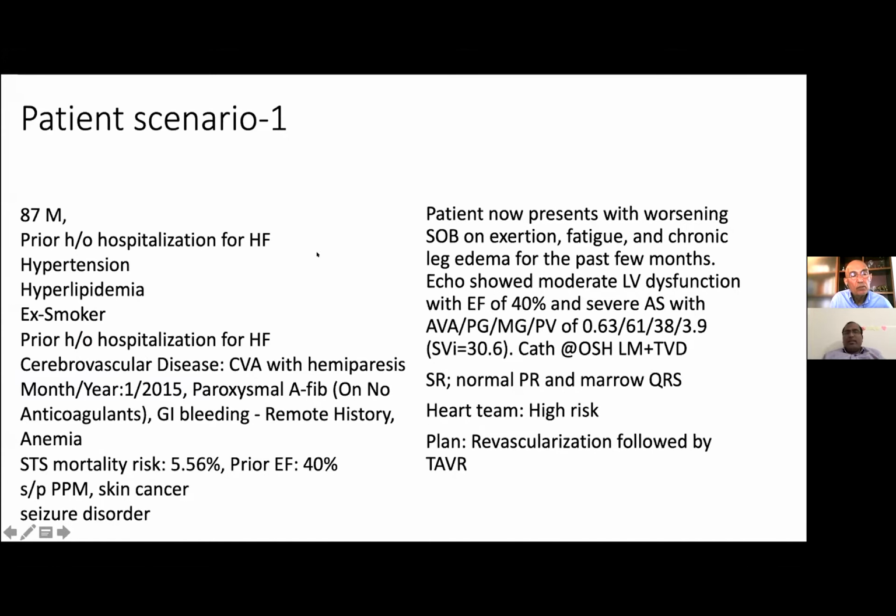So he's an 87-year-old male, with a prior history of hospitalization. He has significant risk factors in the form of hypertension, hyperlipidemia. He's a prior ex-smoker. He had a CVA with mild residual hemiparesis. He had a history of paroxysmal atrial fibrillation. He's not on anticoagulation because of a history of significant GI bleed before. His STS score was 5.56.